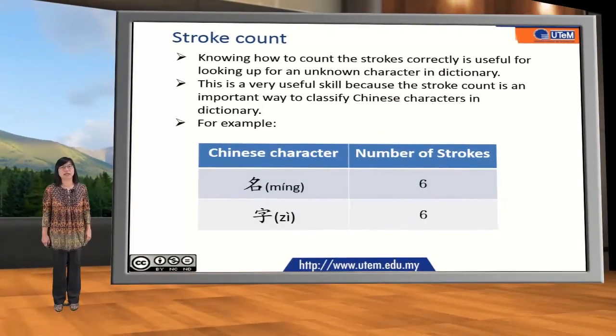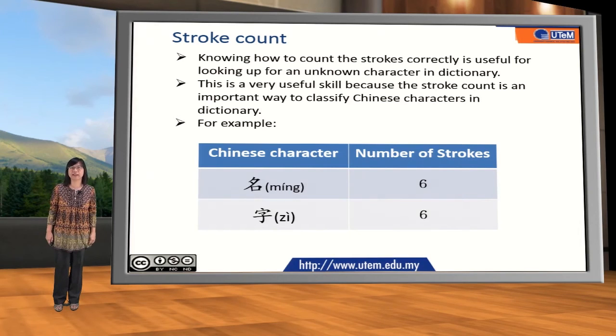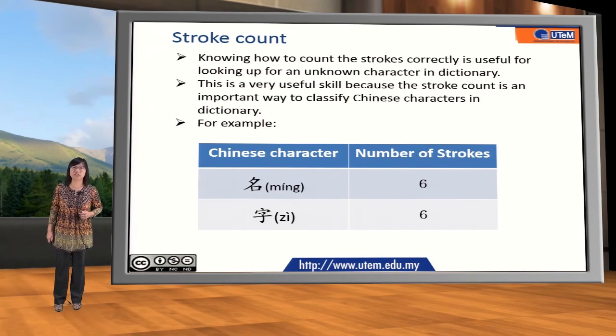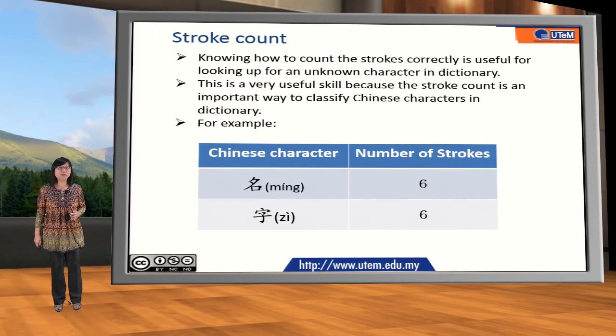Stroke count is also an important part of this lesson. Knowing how to count the strokes correctly is useful for looking up an unknown character in the dictionary. This is a very useful skill because the stroke count is an important way to classify Chinese characters in the dictionary. For example, the characters Ming and Zi both have 6 strokes. Can you get it?